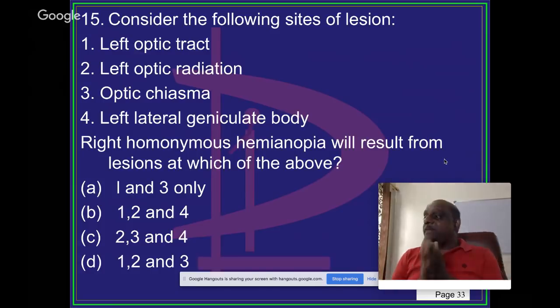Right homonymous hemianopia. What is the site of the lesion which leads to right homonymous hemianopia? Should you answer?